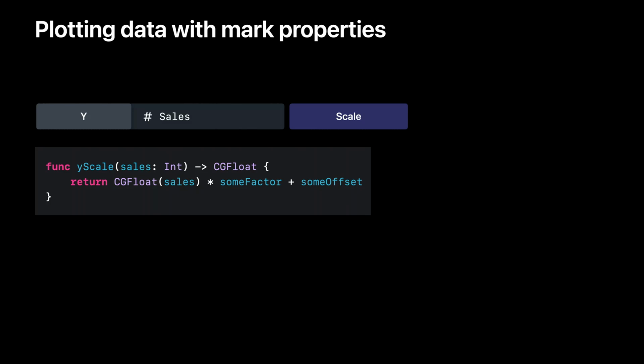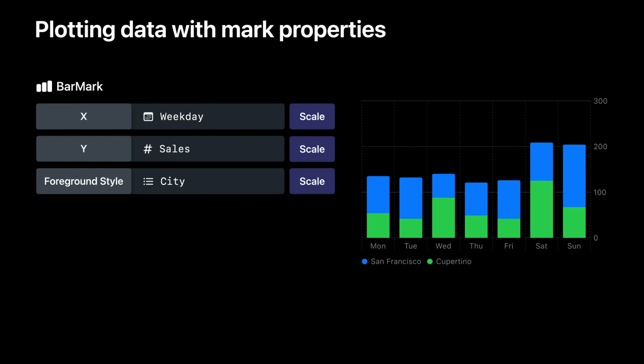For example, here is a y-scale function that takes sales and returns the y position of the bar. The name scale comes from the fact that for position properties, we often scale the input value by some factor to convert it to a reasonable screen coordinate. When you plot data with marked properties, a scale is created to transform the data into the corresponding marked property.